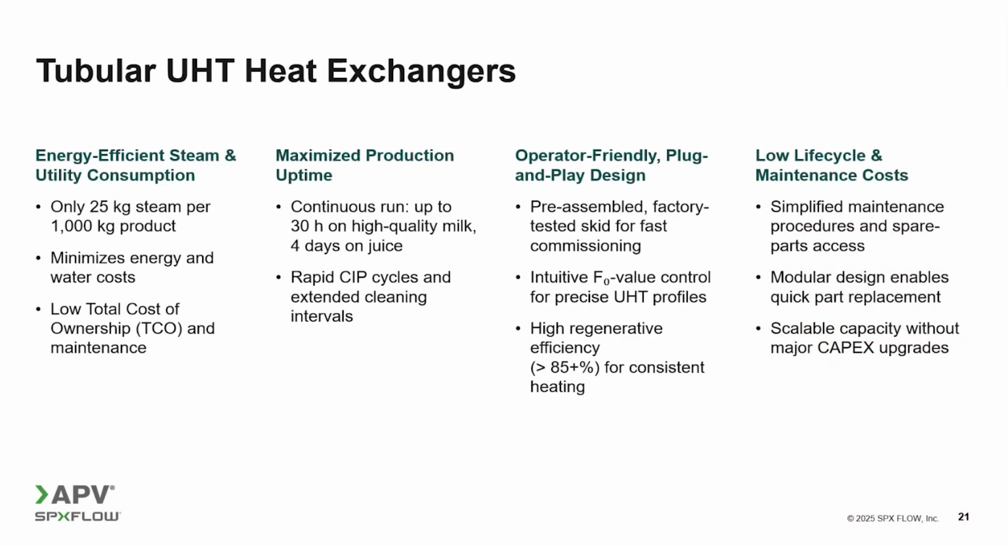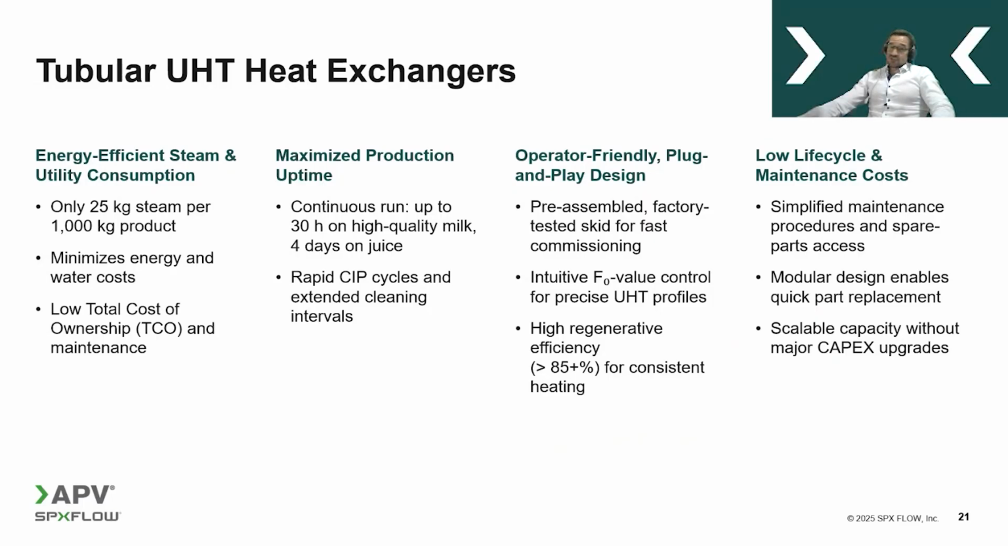We continue now with some of the main benefits of our tubular UHT heat exchangers. We can highlight the energy efficiency, because the system would use just a small amount of steam per kilogram of product, and that would help you to get down on utility cost, and obviously to reduce the total cost of ownership, which is the combination of CapEx and OPEX.